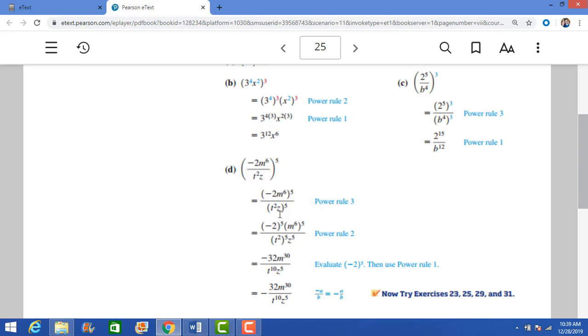On the bottom, we're going to do the same thing. Distribute the exponent. We're going to get 2t to the t squared to the 5th power. And we get z to the 5th, and then of course we're going to use the power rule again here, and we're going to get t to the 10th power. And here we just pull the negative sign out front, and we get our final answer.